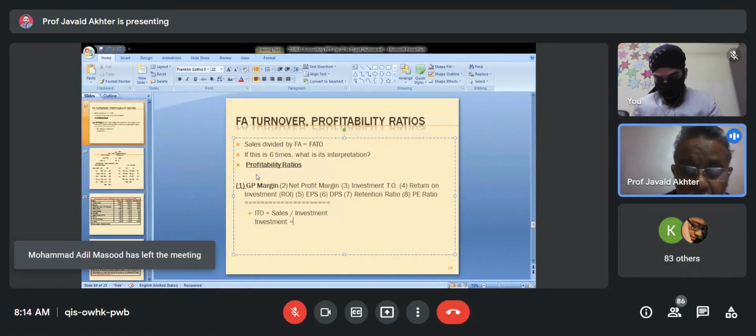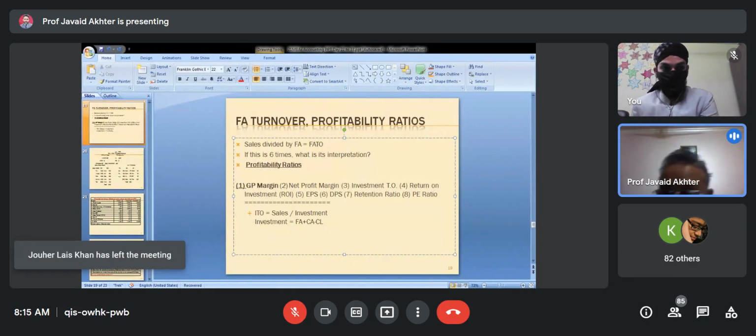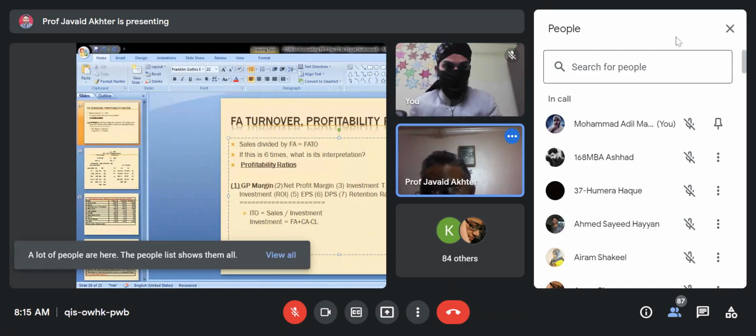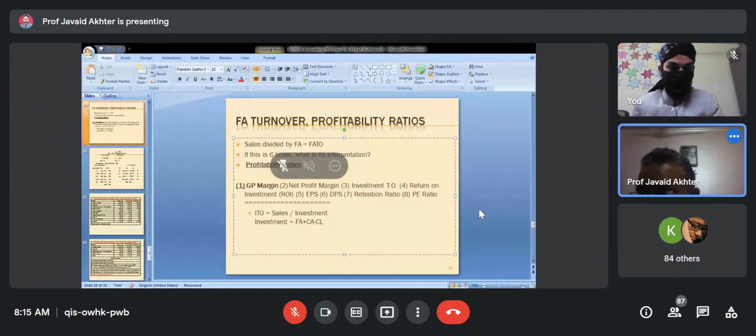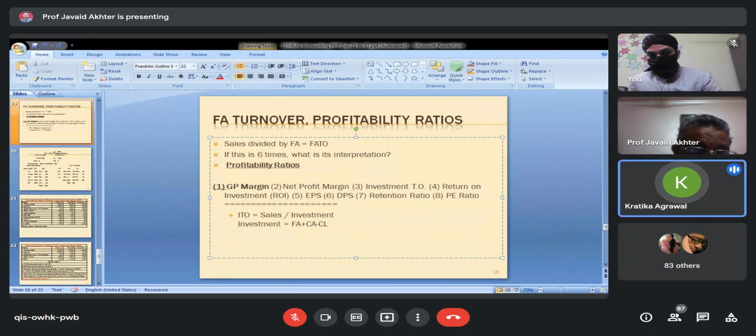Investment is equal to fixed assets plus current assets minus current liabilities. So if you divide sales by your investment, you get investment turnover. And what is investment? So fixed is this plus current is this minus current liabilities.